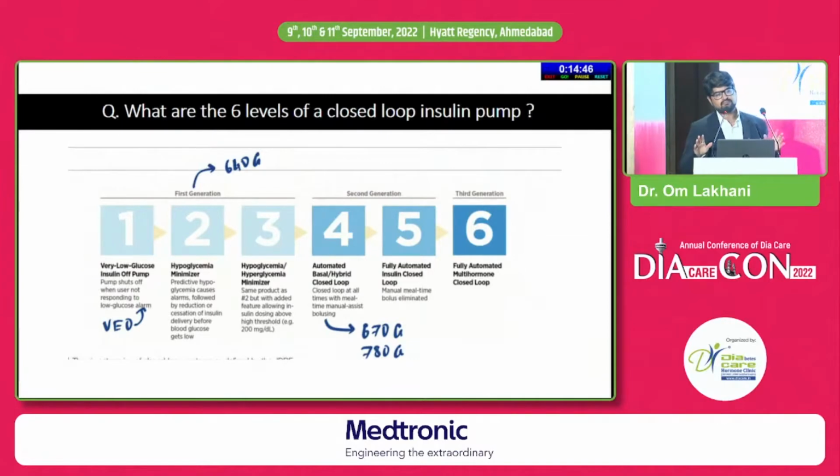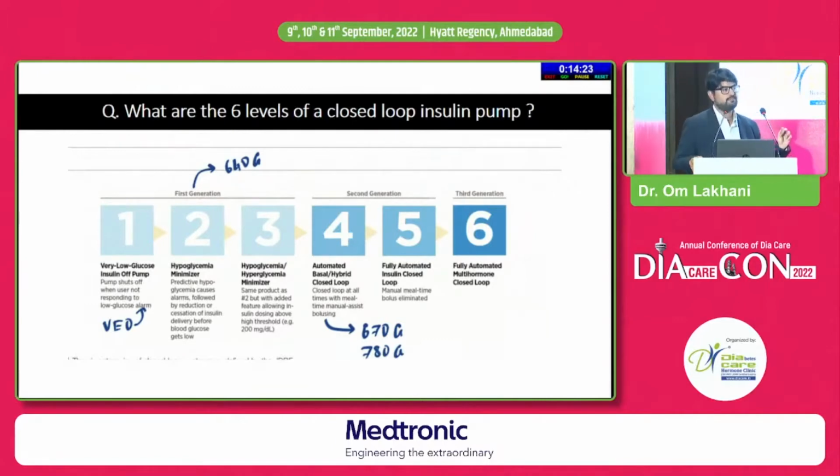Now remember, currently a 780G pump, which we have available in India, can only control the basal insulin rate. It can only control the basal rate. But if you're going to have a meal, if you're going to eat something, then you'll have to input what you're going to eat, right? The carbohydrate content of that, and manually take the bolus, right? So the bolus is still manual, but basal is automated.